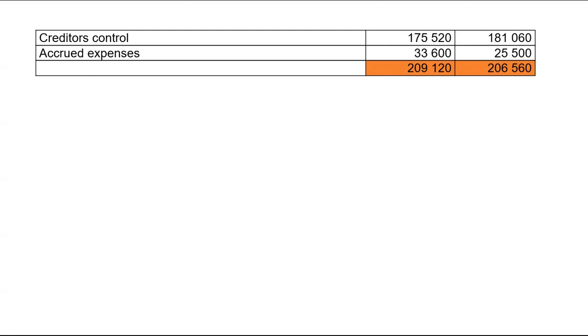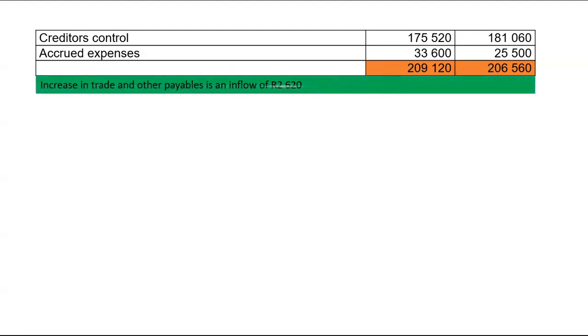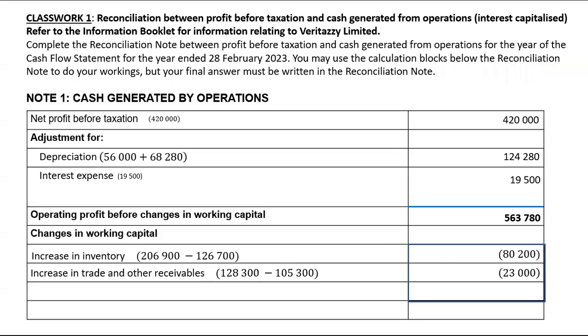This is good news because it means we bought more on credit, therefore we saved cash. An increase in trade and other payables results in a cash inflow. And the difference between these 2 years will be 2,620. That 2,620, we are going to record in note 1 as an inflow. Inflow means we show it without brackets. And I showed you the calculations.